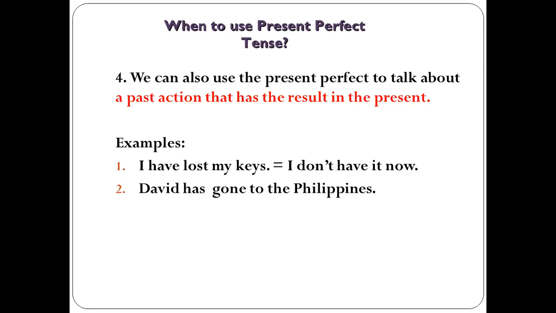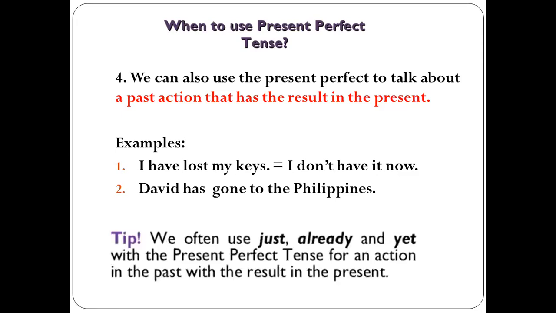And David has gone to the Philippines. Okay, so it started in the past and he has gone to the Philippines. You can still see him in the Philippines. So that's the result. And the tip. We often use just, already, and yet with the present perfect tense for an action in the past with the result in the present. Okay, so if we talk about an action in the past, but the result is still visible in the present, we often use just, already, and yet.